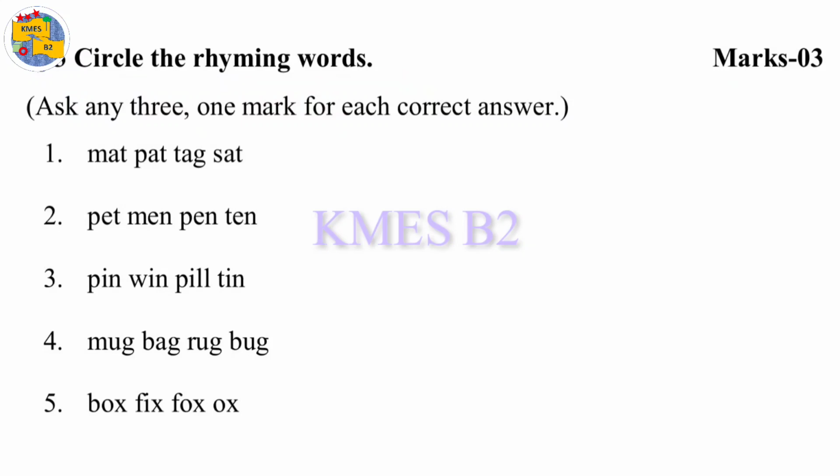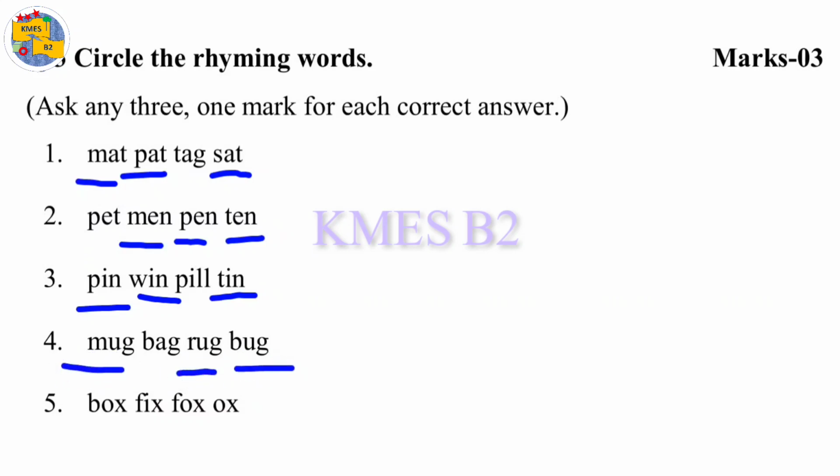Okay, now see here. Mat, pat, sat. Okay, see like this. Mat, pat, sat. These are the rhyming words. Number 2. Main, pain, ten. Number 3. Pin, win, tin. Number 4. Mug, rug, bug. Number 5. Box, fox, ox.